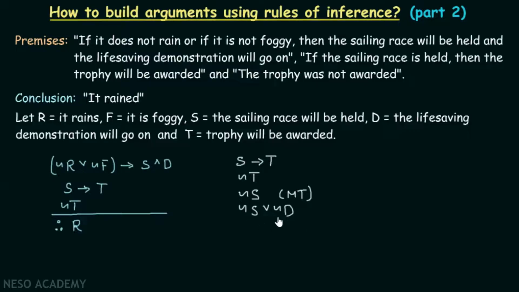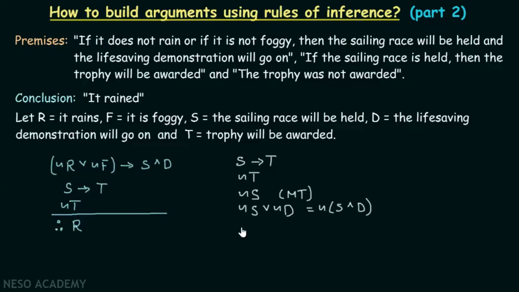Now we can easily apply De Morgan's law here and obtain not of S and D. Not S or not D is equivalent to not of S and D. This is according to De Morgan's law.